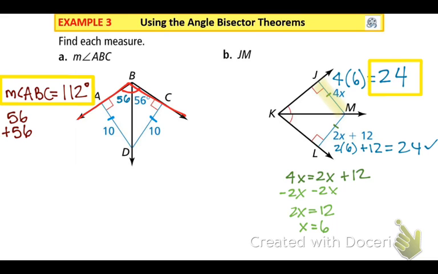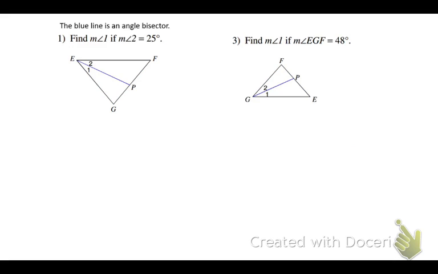All right, here we go. Flip. You're going to take your highlighter. If you look on my page, mine says the blue line is an angle bisector. Yours does not say that. So go through and highlight all 4 of the angle bisectors. So there's 4 pictures.